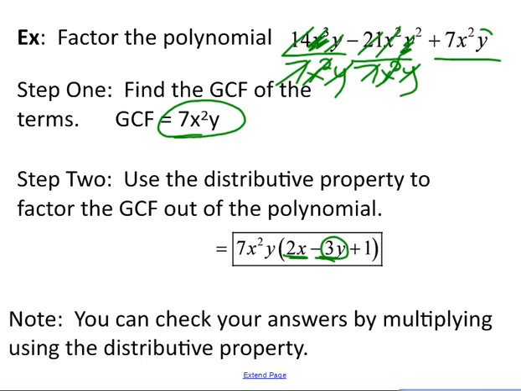Be careful on this last one. If I'm dividing 7x squared y by 7x squared y, the answer is not 0. The answer is 1. You do have to put the 1, and don't forget to write that 1. If you want to check your answer, you can actually multiply these two polynomials together.